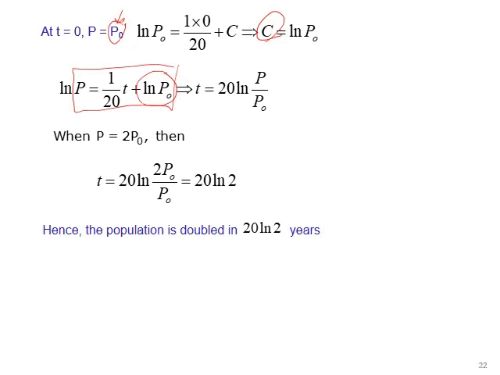Now next he told me that at the time when the population will be double, p is double p naught. So p over p naught will be 2. So this is the time required to double the population.